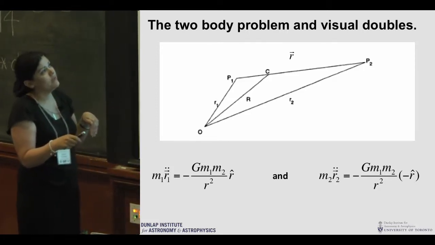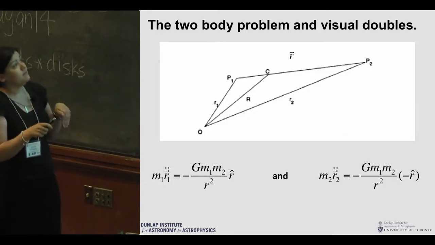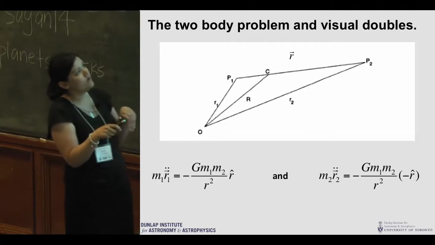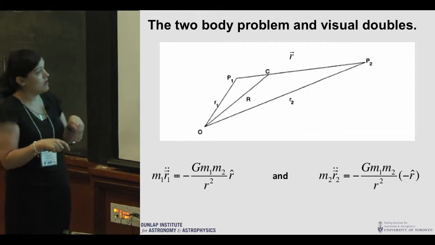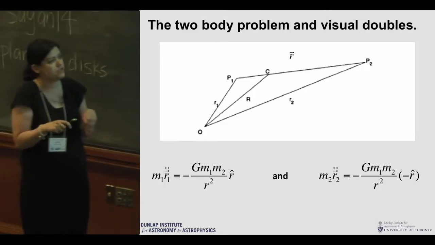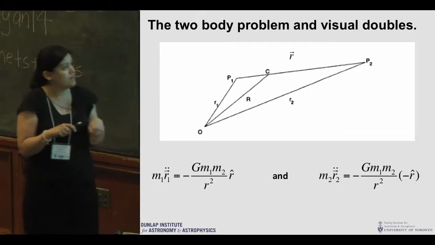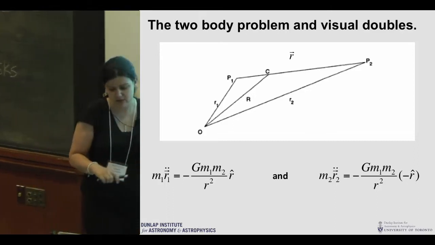In this little diagram, you have your sources, P1 and P2. Those are your two orbiting objects. They're orbiting their common center of mass at point C. The separation from the reference point of this one is R1, this one is R2, and the separation between both of them is just regular R. These are the two equations that you are probably quite familiar with that describe the motion of each of these around the common center of mass.